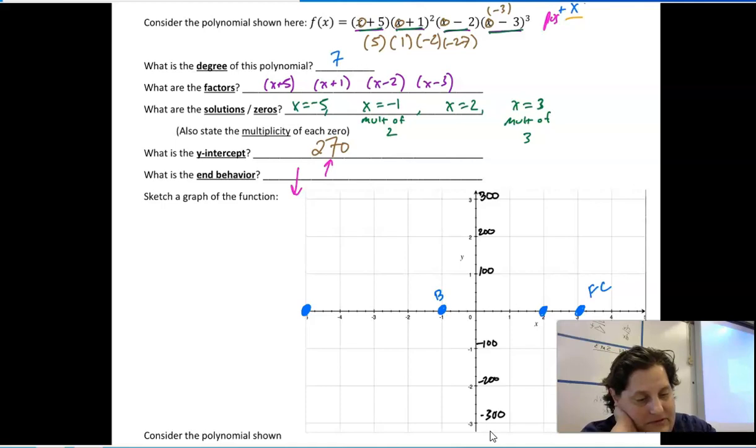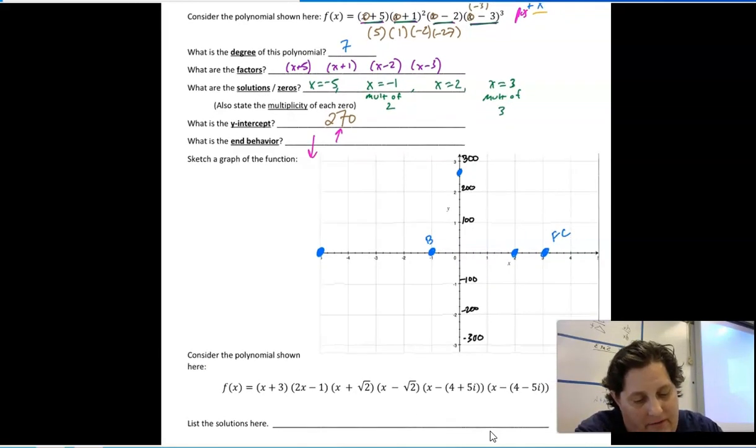The Y-intercept we said was 270. So this is going by 1, 2, 3, 4. 1, 2, 3. Okay, so this is going by like 25, 50, 70. So 270 would be like right there. I'm just estimating, okay? And then my arrows go from down to up.